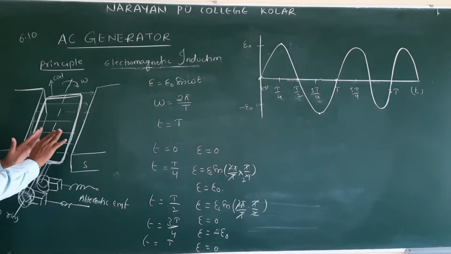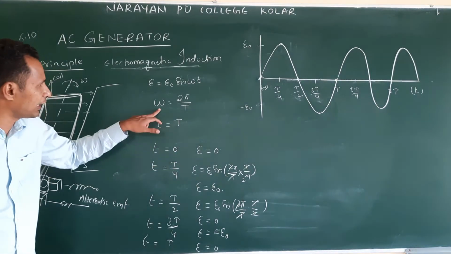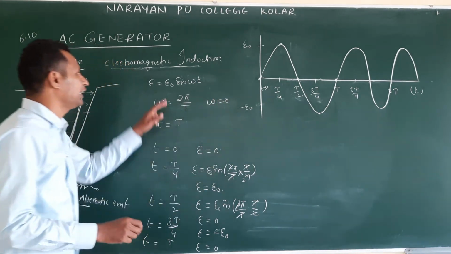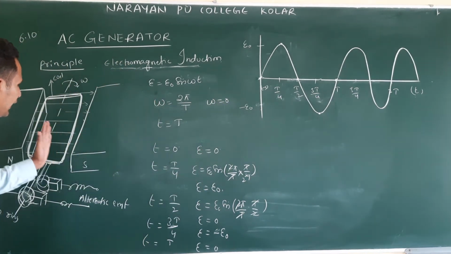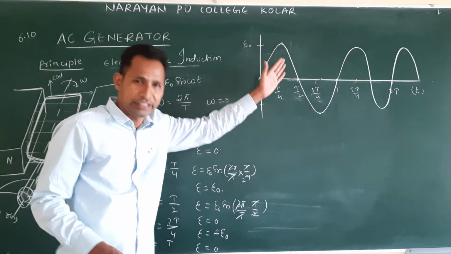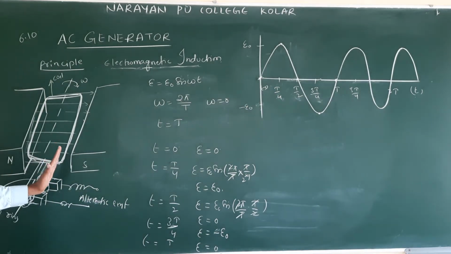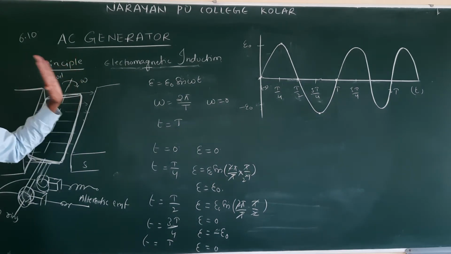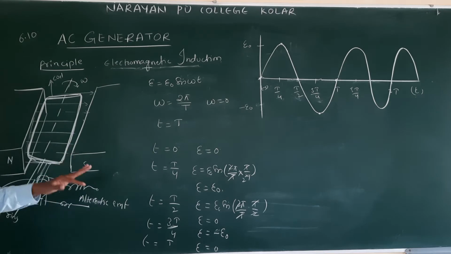So if you keep it constant, there is no variation, so omega will be 0. If omega is 0, then what will happen? EMF is 0. Unless we rotate the coil, EMF will not develop. In this case, clear? At any cost, we need to follow Faraday's law. We need to vary the magnetic flux, whatever the method.